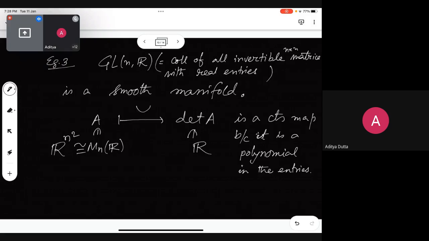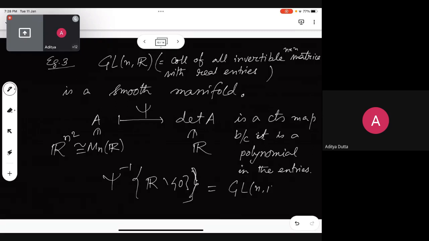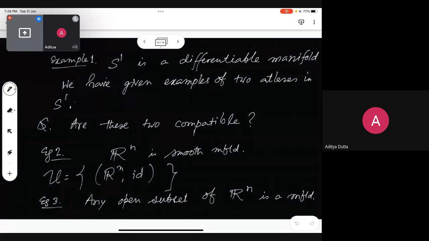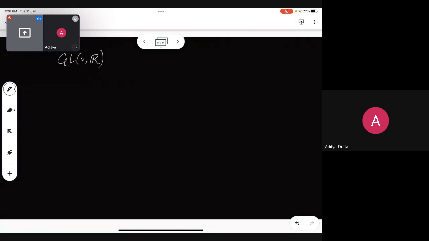Now you consider this map psi. So psi inverse of R minus 0 is GL_n(R). This is an open subset of M_n(R), which is identified as R^(n²). Because of continuity, open sets go to open sets under inverse image, hence GL_n(R) is open. So by the previous example, we get that GL_n(R) is a smooth manifold.